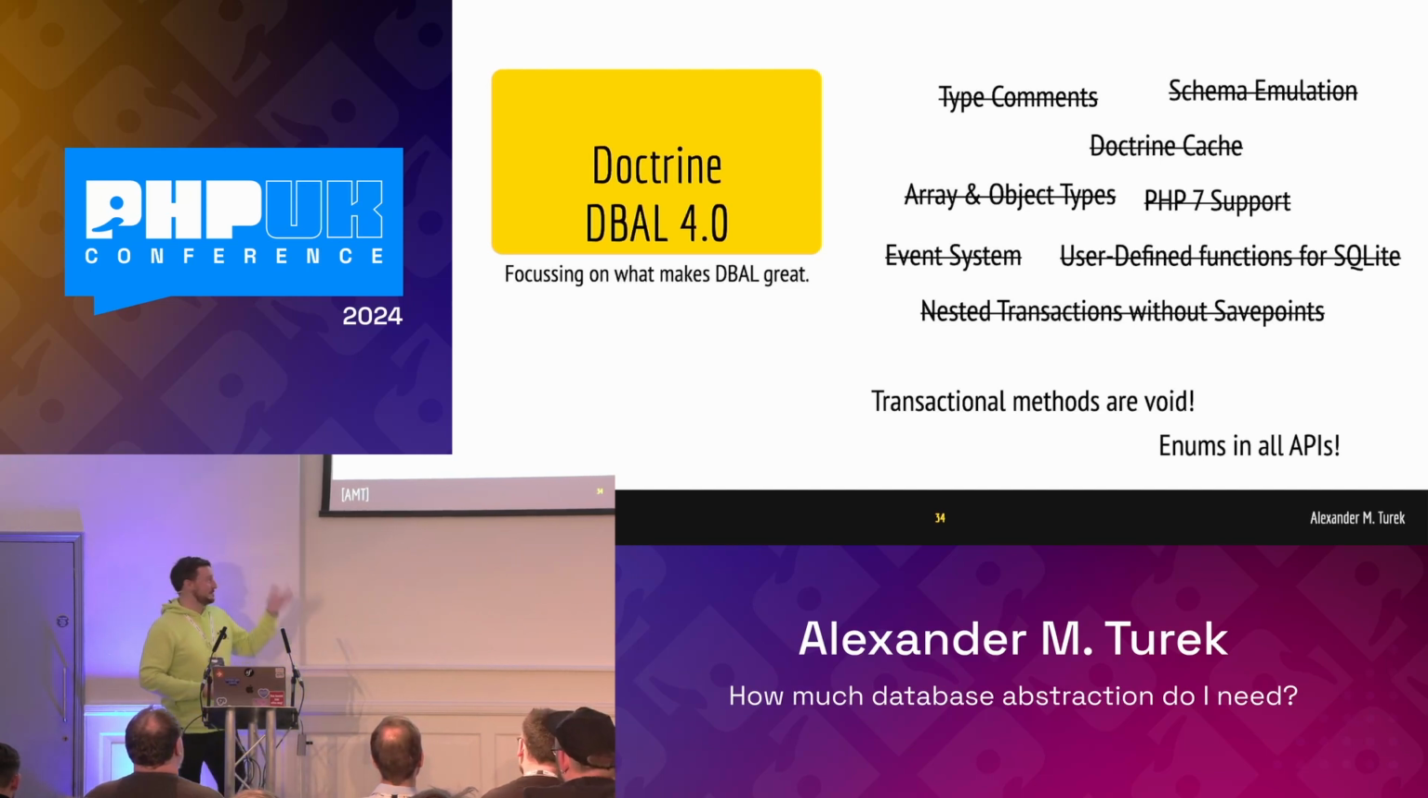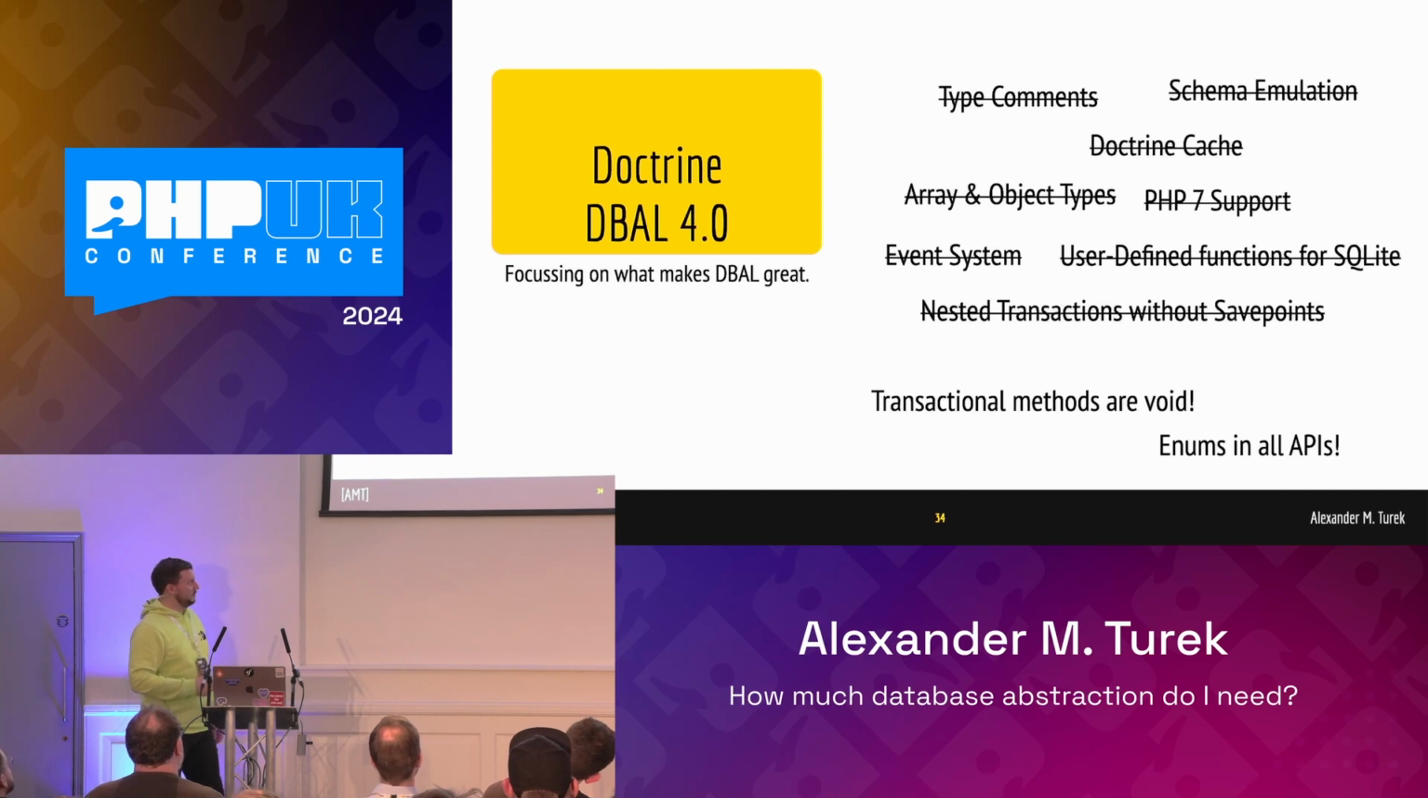We removed PHP 7 support because nowadays nobody should be using PHP 7 anymore, right? Right, good. Which also allows us to use enums in all APIs. So where we previously had a set of constants that you could use to indicate what type a certain parameter is, everything is an enum now.